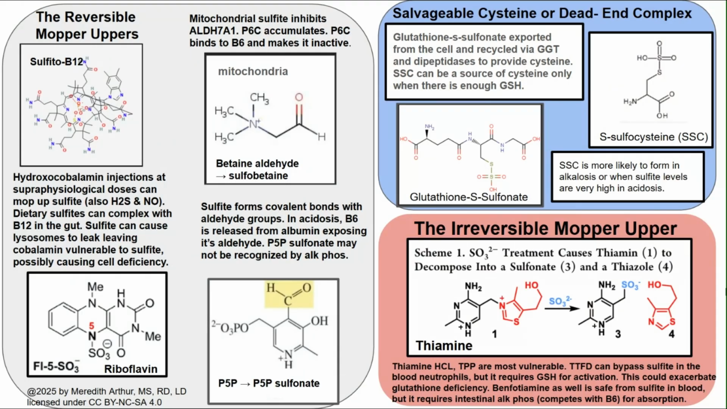Because this slide is helpful, it will show you that B1 is the irreversible mopper-upper. So I'm from Texas, and I don't think I have a Texas accent, but people not in Texas say I do. So I'm originally a Yankee. I'm from Pennsylvania. But anyway, I like to say mopper-upper because it's kind of like a Texas way of saying it's getting rid of the sulfite. But when B1 is exposed to sulfite, it's destroyed, and it makes a sulfonate and a thiazole. And you don't get the B1 back.